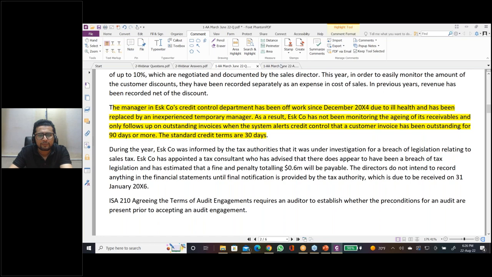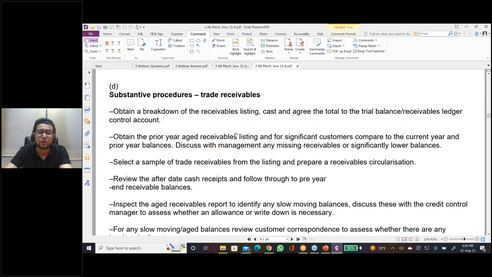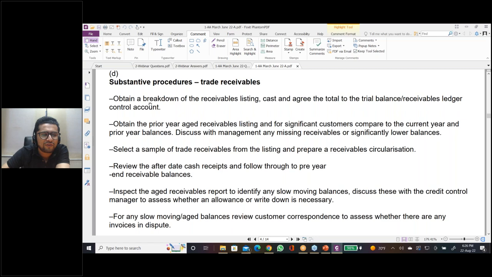Now, before I go on to your questions, let's check out what the solution by the examiner has to offer. So the first procedure is obtain a breakdown of the receivable list, that is from the statement of financial position. Cast it, that is add it up. And then once you have added up, agree the amount with the trial balance and the receivable ledger control account in order to make sure there is no mistake. So this is a procedure for the completeness and most importantly, valuation.